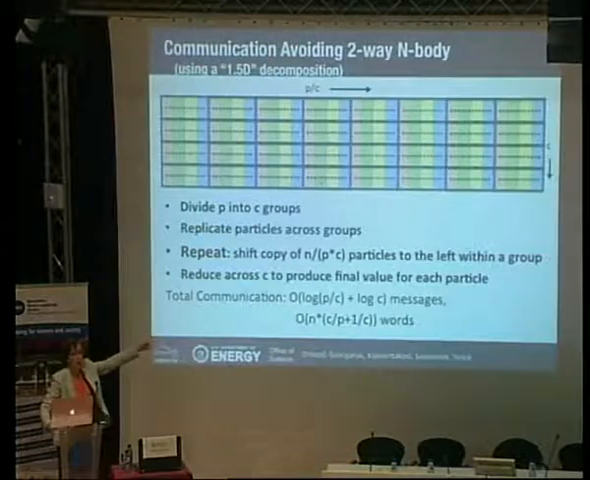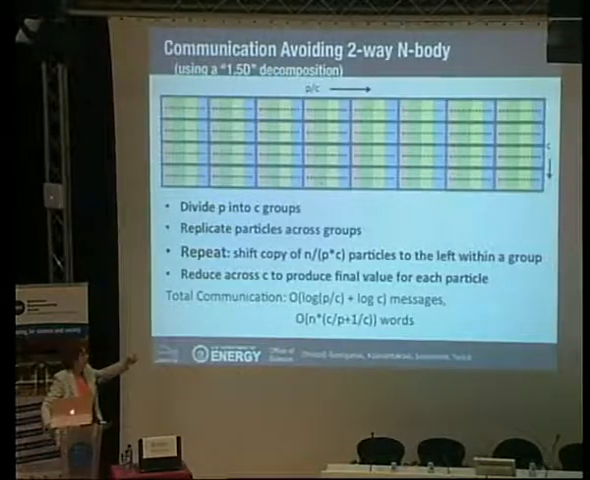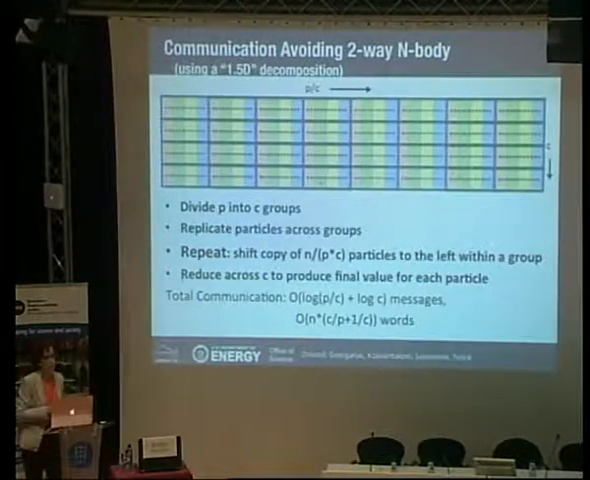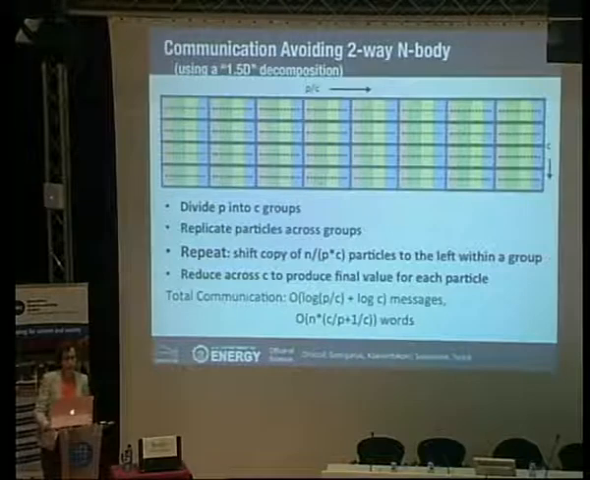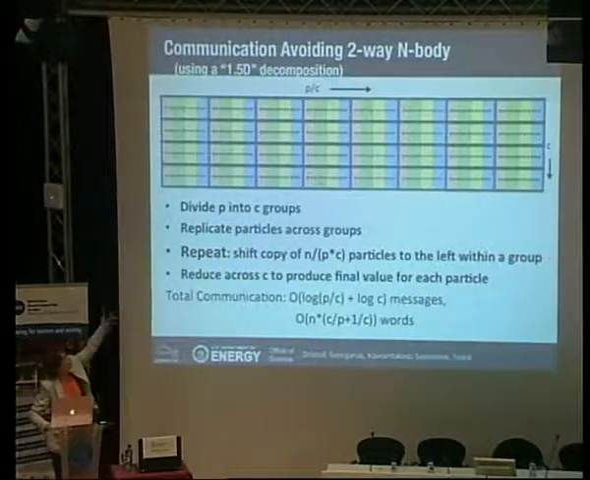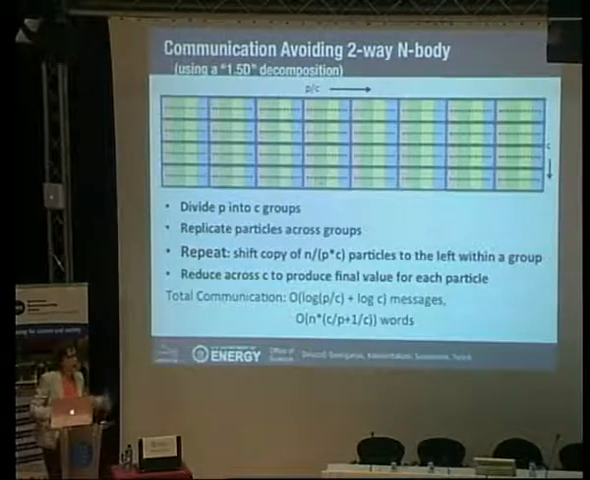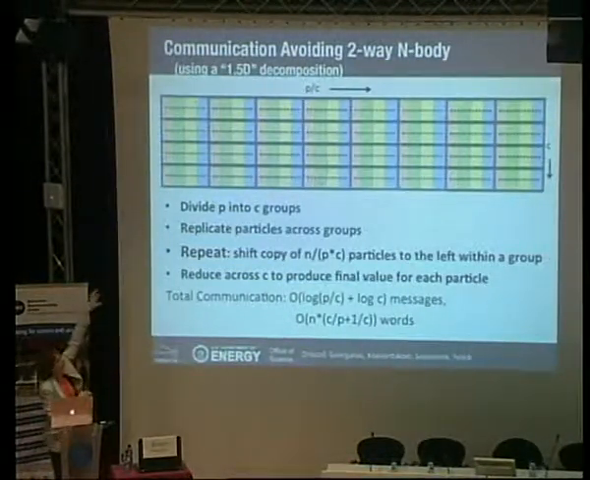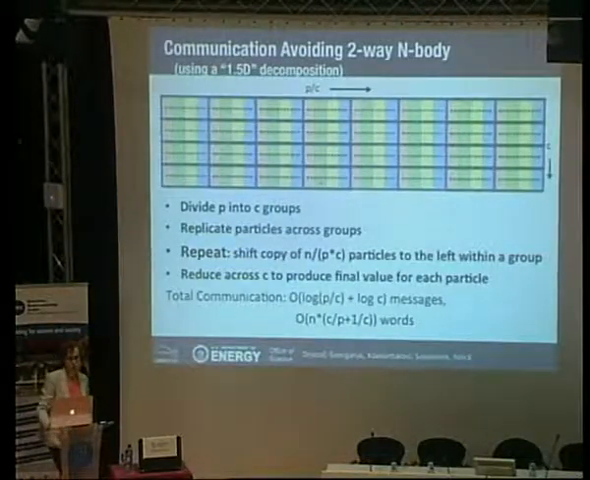You can prove that you actually send less data. You send fewer messages, so the number of messages is smaller, and you also send less total data in terms of volume. So you improve both bandwidth and latency by using what we call a 1.5D algorithm. The 0.5 refers to the fact that we divided the processors up in a half dimension, the C dimension, which tends to be fairly small.